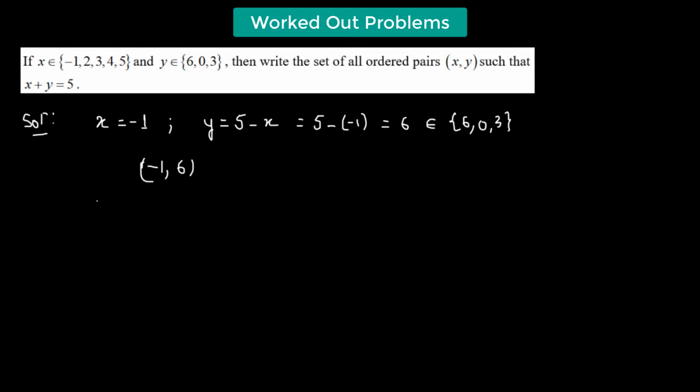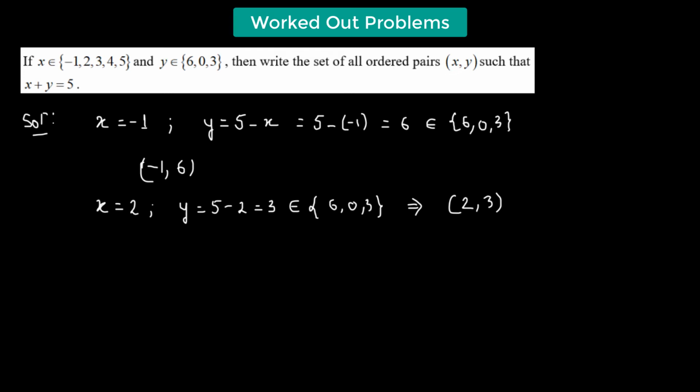Now let's take the second element, which is 2. So x equal to 2 will give us y equal to 5 minus 2, which is equal to 3. We see that 3 also belongs to our set 6, 0, 3. So the element 3 belongs to this set, so that means 2 comma 3 is a valid ordered pair.